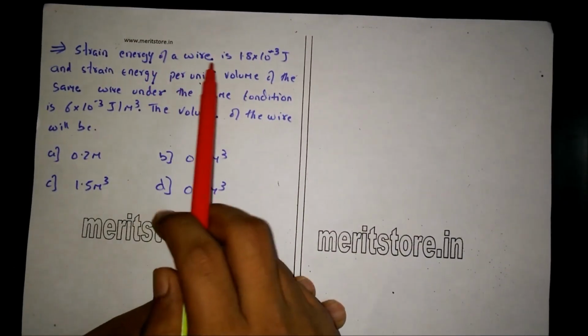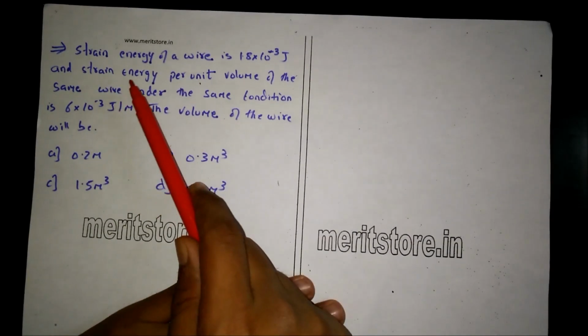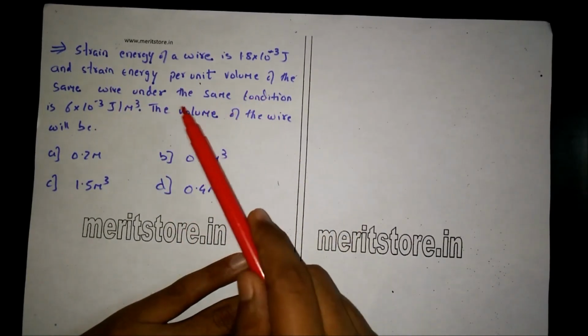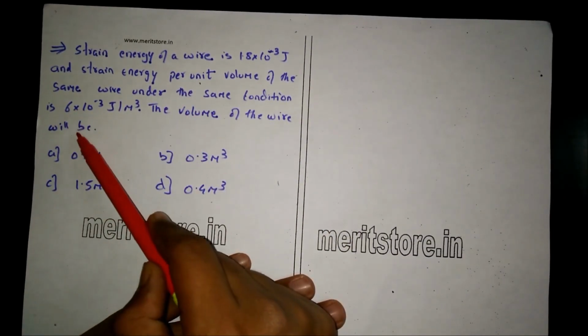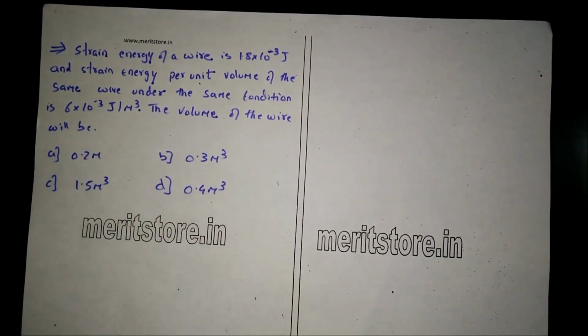Strain energy of a wire is 1.8 into 10 raised to minus 3 joules, and strain energy per unit volume of the same wire under the same condition is 6 into 10 raised to minus 3 joules per meter cube. The volume of the wire will be, here are the options.